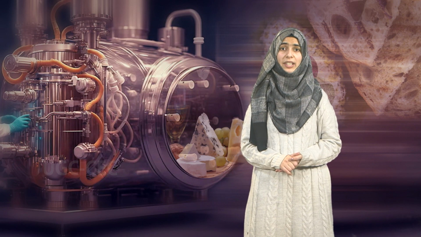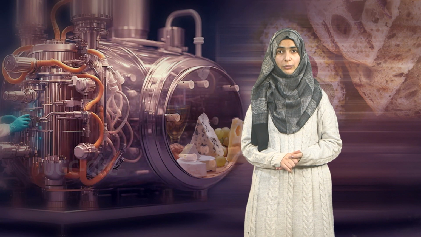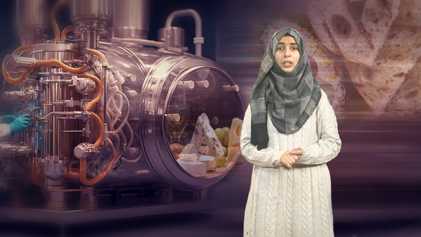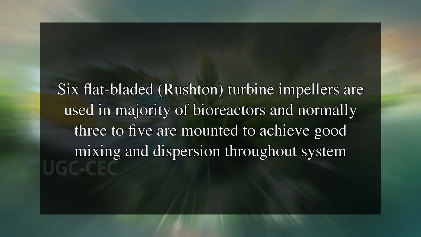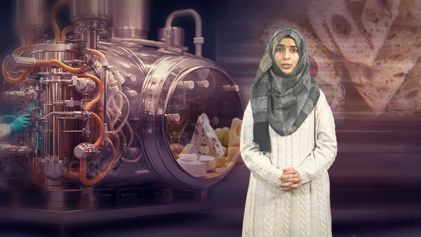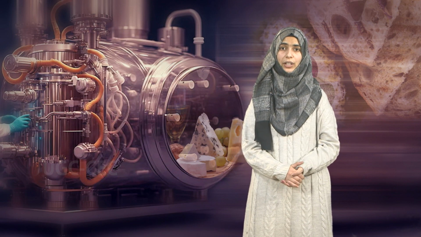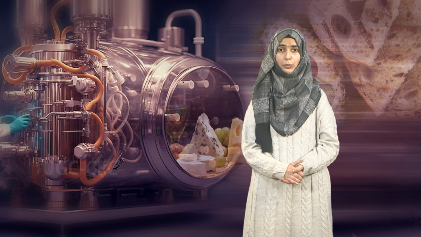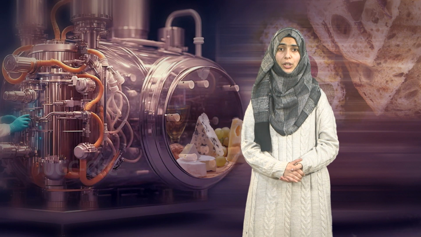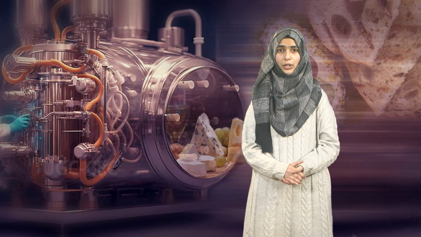The impellers are usually spaced at intervals equivalent to one tank diameter along the shaft to avoid a swirling type of liquid movement. The 6 flat-bladed Rushton turbine impellers are used in the majority of bioreactors, and normally 3 to 5 are mounted to achieve good mixing and dispersion throughout the system. The function of the impellers is to create agitation or mixing within the bioreactor and to facilitate aeration. The primary function of agitation is to suspend the cells and nutrients evenly throughout the medium, to ensure that the nutrients including oxygen are available to the cells and to allow heat transfer.